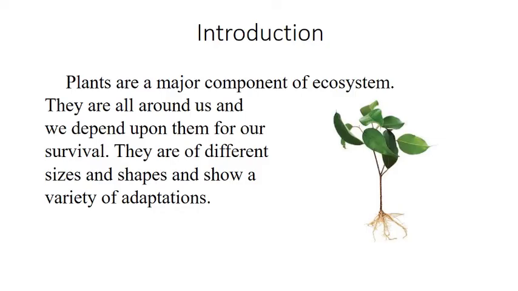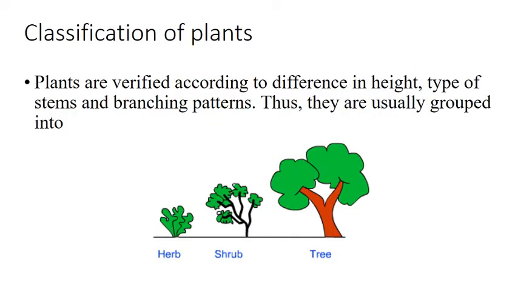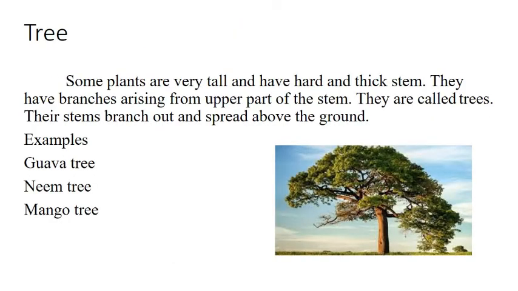We all know that plants are a major component of the ecosystem. They are all around us and we depend upon them for our survival. They are of different shapes and sizes and show a variety of adaptations. Plants are classified according to differences in height, type of stems, and branching patterns. Thus, they are usually grouped into herbs, shrubs, and trees. We're going to discuss them one by one.